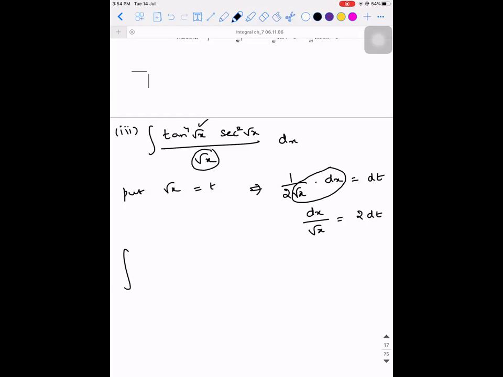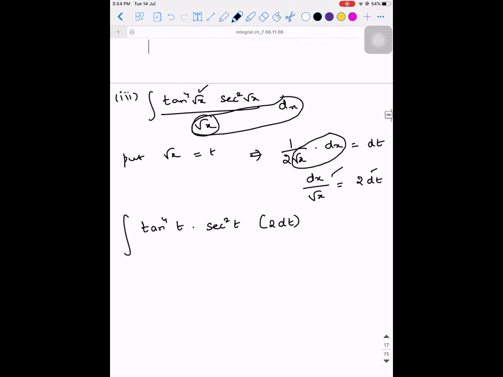So the question will become integral of tan power 4, instead of root x, I can write it as t, into secant square t. The division will go because I have dx by root x. So dx by root x, I can replace it with 2 times dt. So what will come out of the integral? 2 will come out, 2 into integral of tan power 4t into secant square t dt. This is clear till this step?